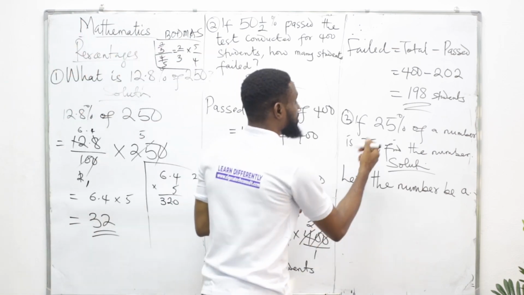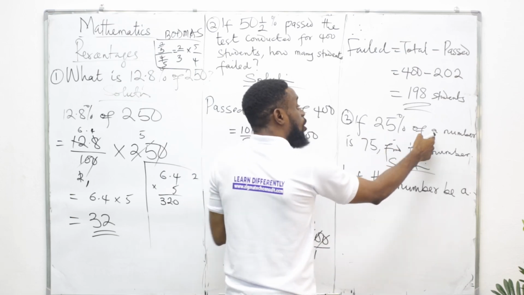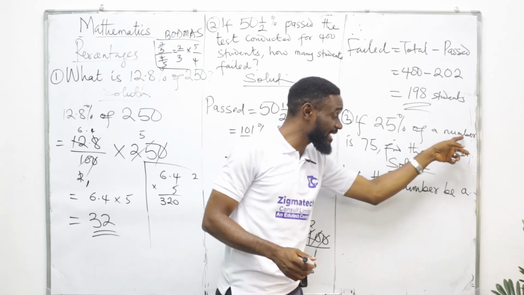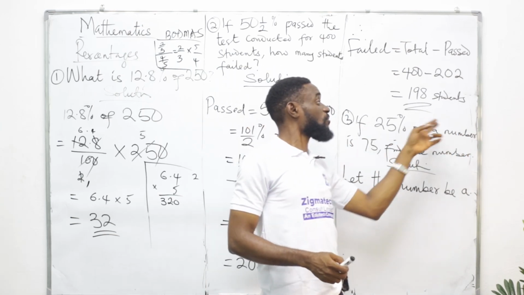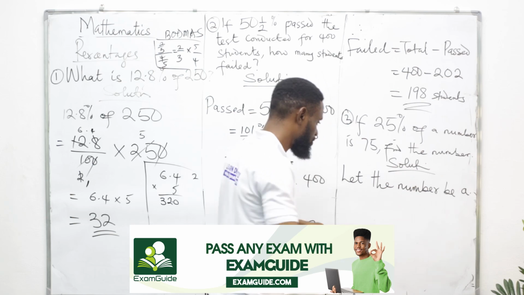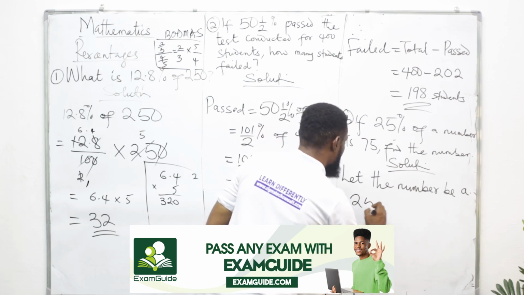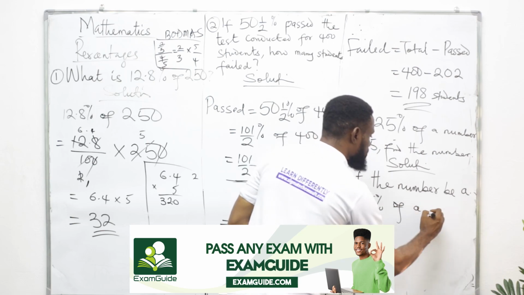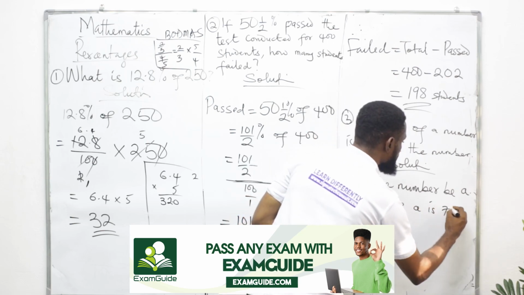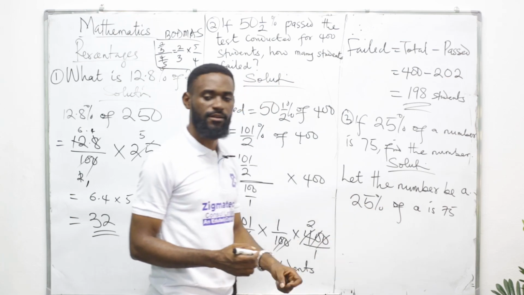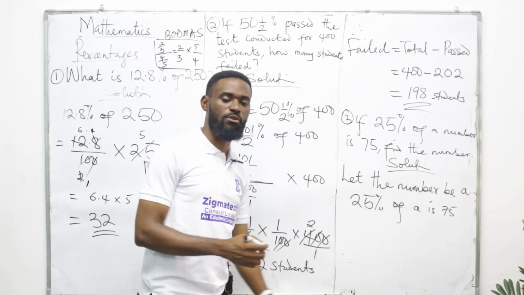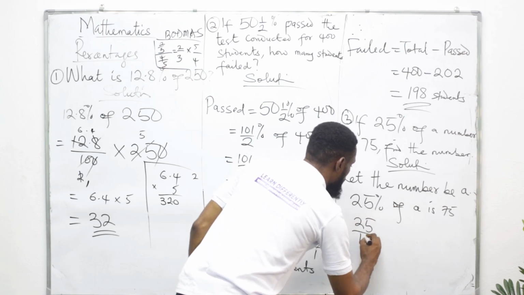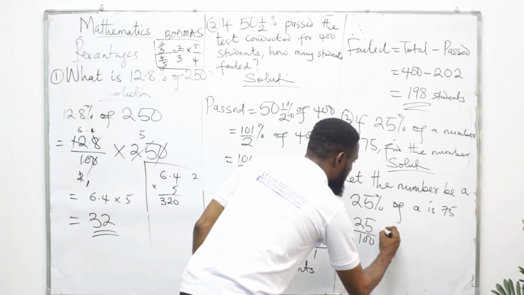So they said 25% of what? A. That's what they're saying. We said this number, let it be A. So they said 25% of A. So this means 25% of A is 75. So they say we should find A. So let's put this now in mathematical form. So 25% means 25 over 100, of means times A.